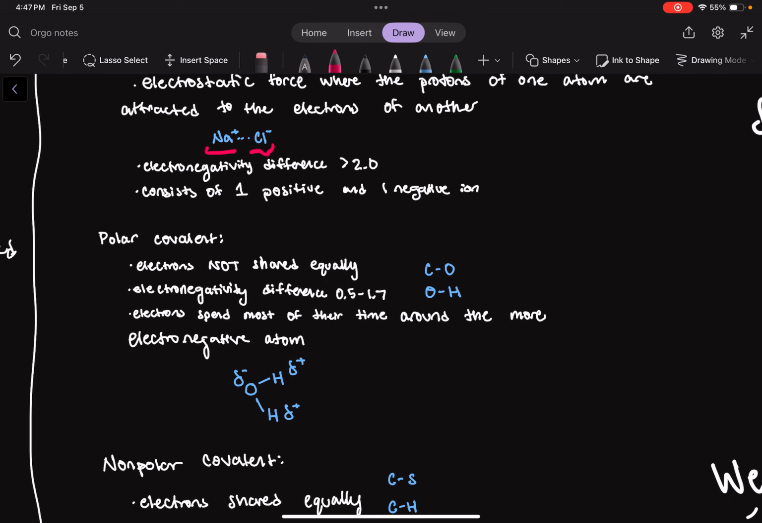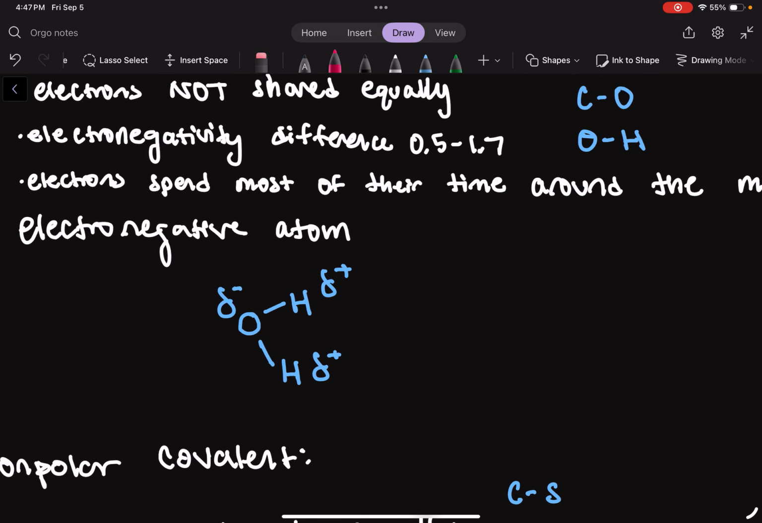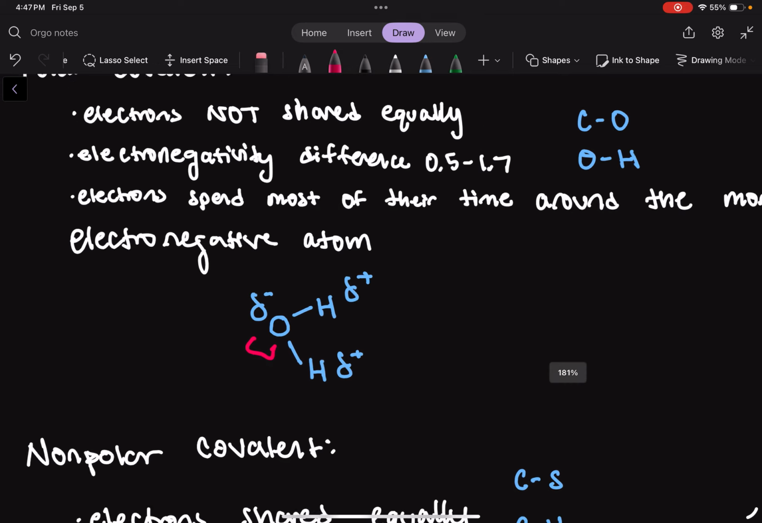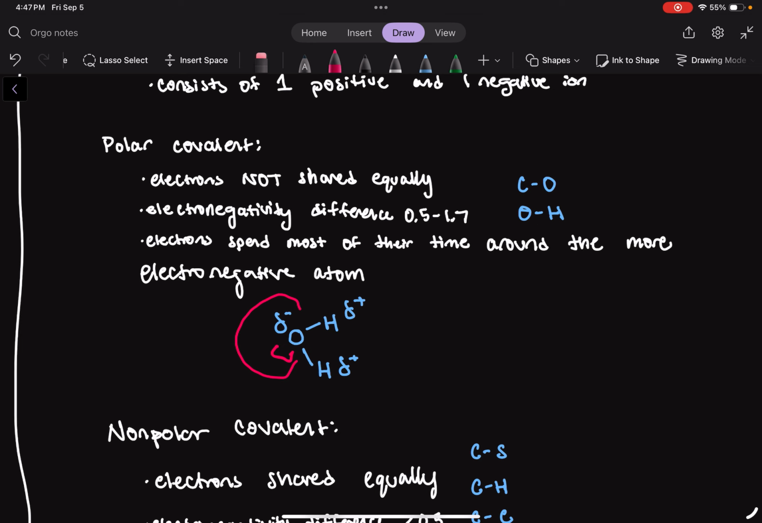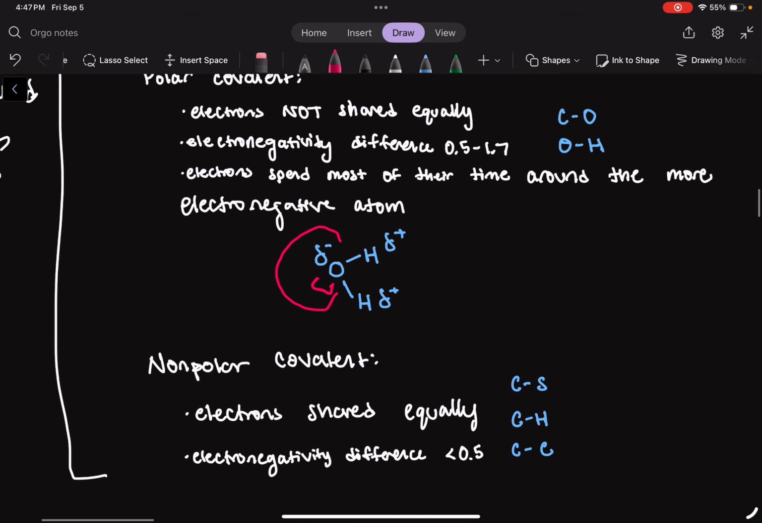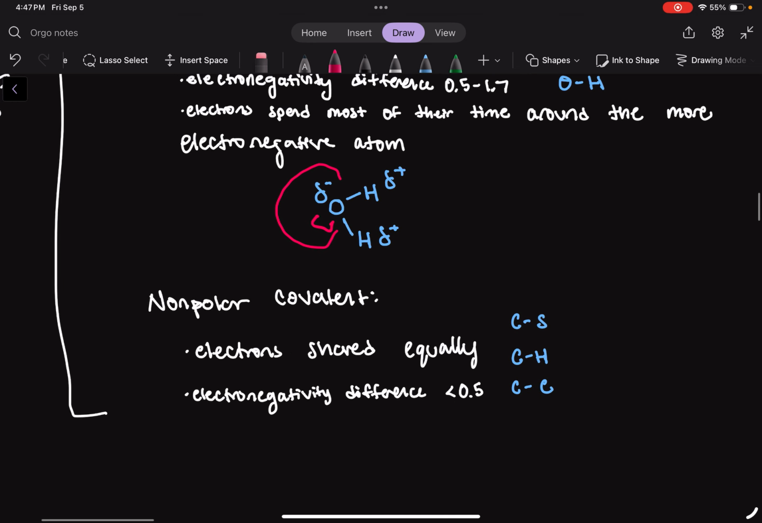This is going to be electronegativity difference greater than 0.5, less than about 1.7. And so electrons here spend most of their time around the more electronegative atom. So here, for instance, the oxygen is going to carry a partially negative charge, whereas the hydrogens are going to be more partially positive because the oxygen has more of that greater electron density. So these are going to be bonds like carbon-oxygen, oxygen-hydrogen, nitrogen-hydrogen.